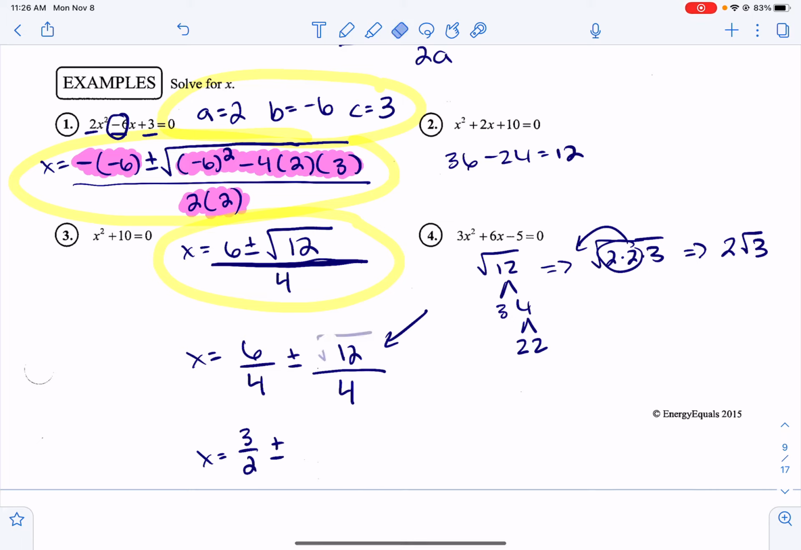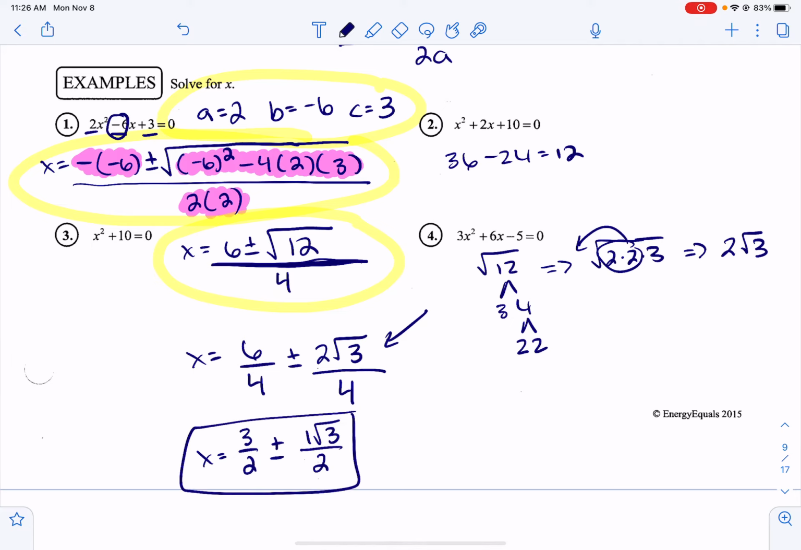So that square root of 12, really, I could write that as 2 root 3, which is nice because 2 over 4 simplifies to 1 over 2, and I still have a square root 3. So that right there would be my final answer, 3/2 plus or minus root 3 divided by 2. I can't actually add those together or subtract them because of the square root. So this right here is a great answer. This is what I would like to see at the end of the problem.